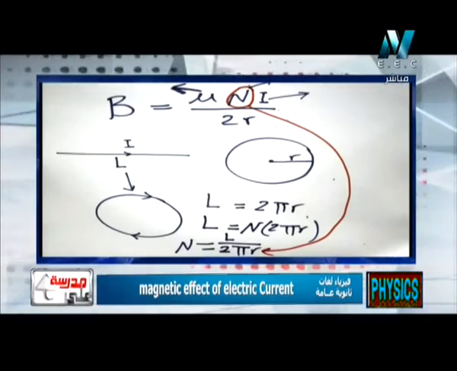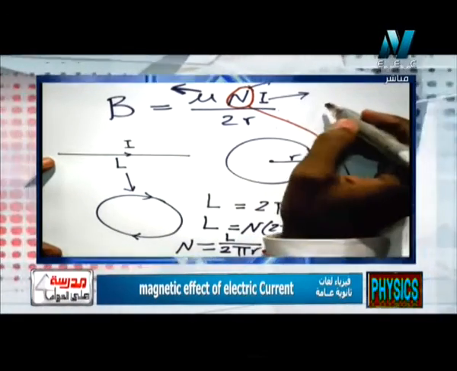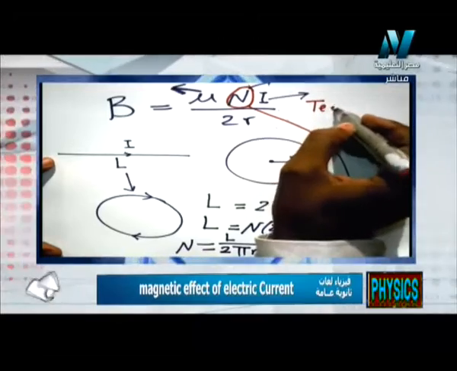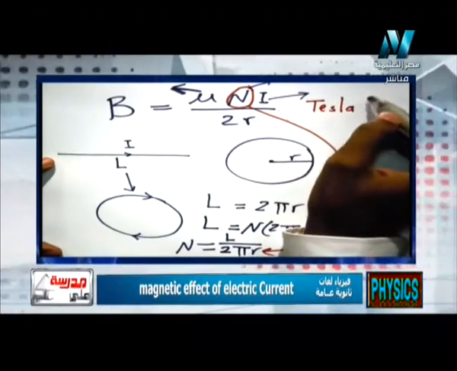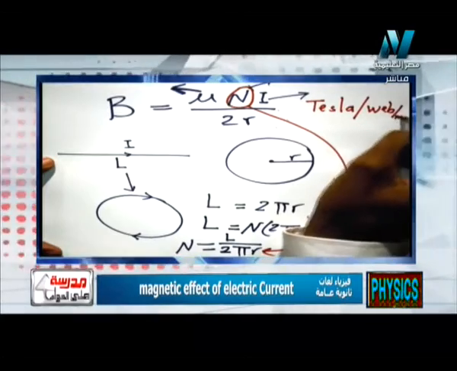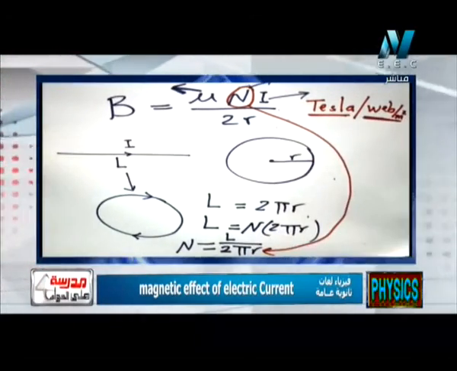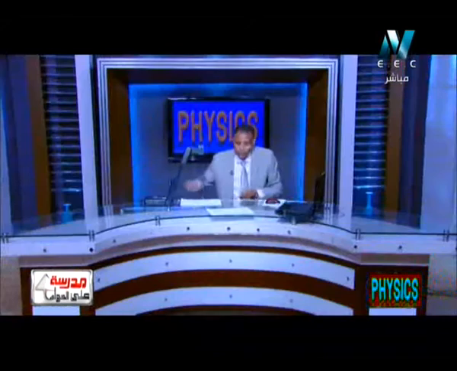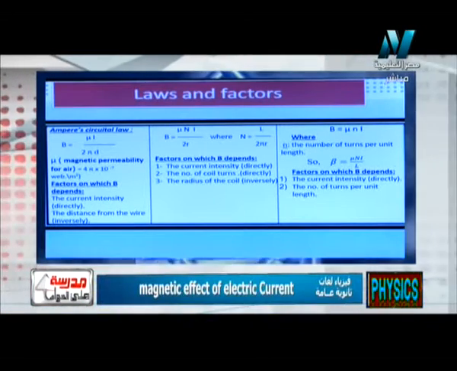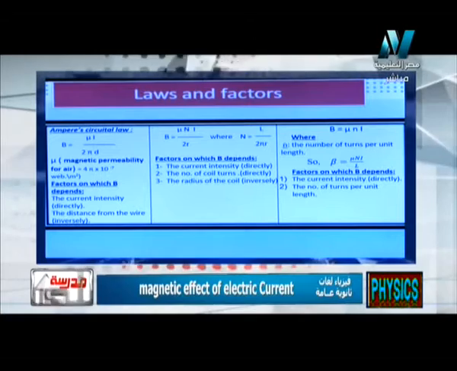Of course, we can't forget the unit. Beta is measured in Tesla, or as we said, Weber per meter squared. This unit or this unit. Okay. What about the factors on which the magnetic flux density around a circular coil or a circular loop depends?